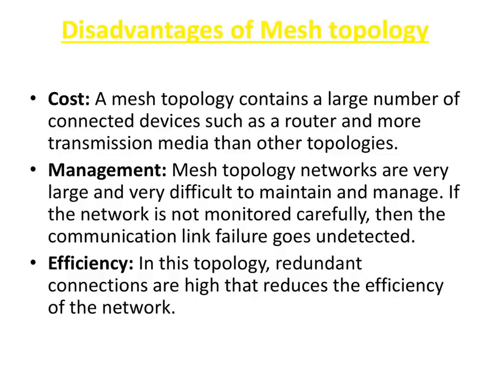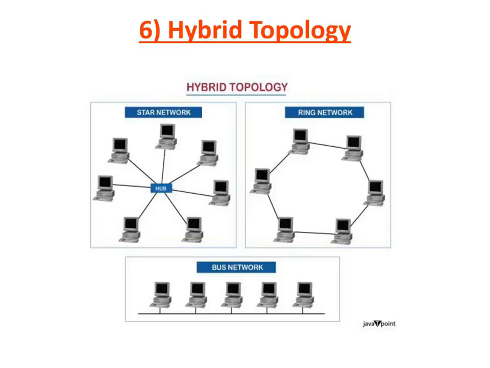Advantages of hybrid topology: Reliable. If a fault occurs in any part of the network, it will not affect the functioning of the rest of the network. Scalable. The size of the network can be easily expanded by adding new devices without affecting the functionality of the existing network. Flexible. This topology is very flexible, as it can be designed according to the requirements of the organization. Effective. Hybrid topology is very effective, as it can be designed in such a way that the strength of the network is maximized and the weakness of the network is minimized.